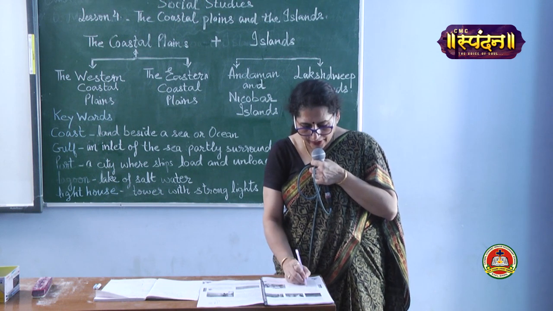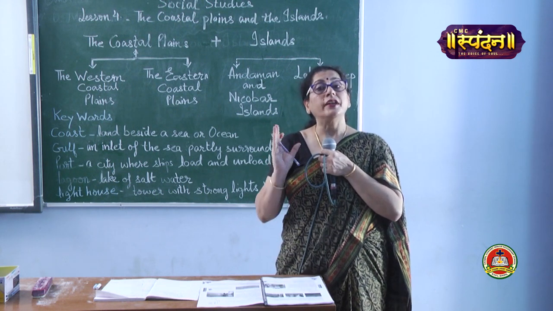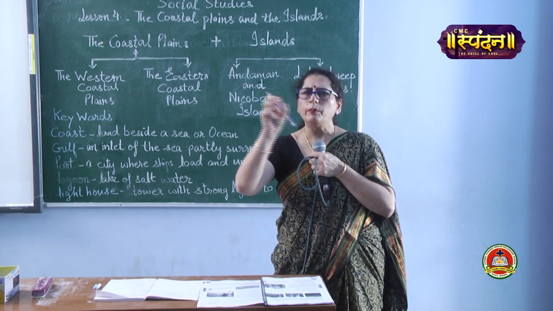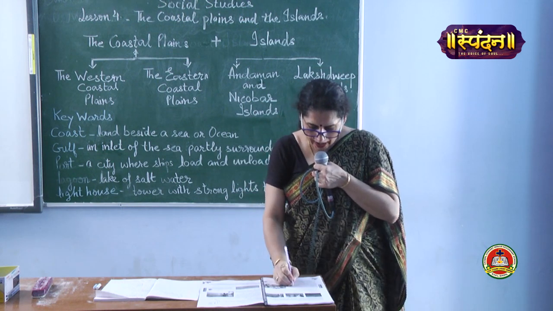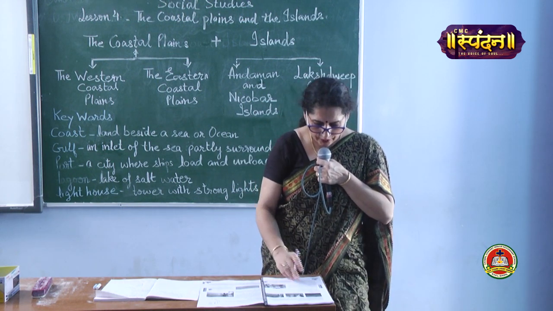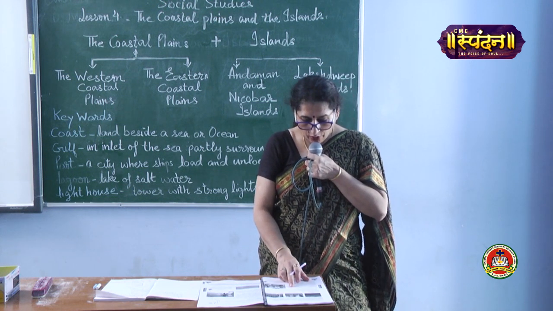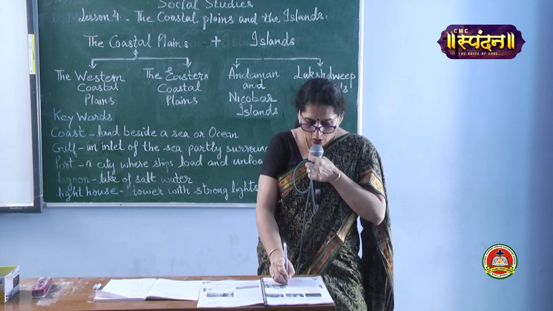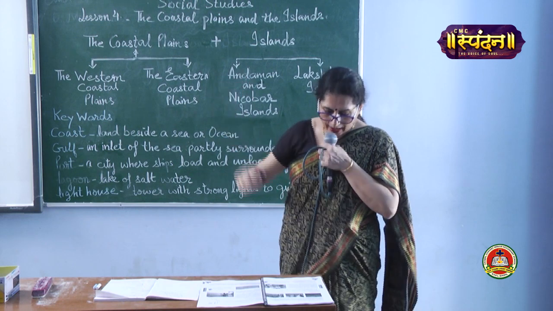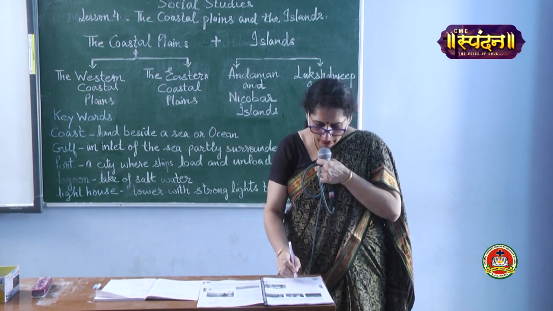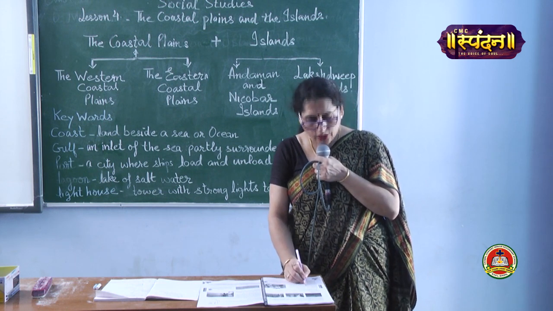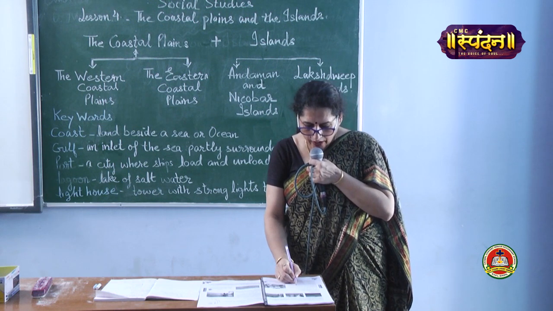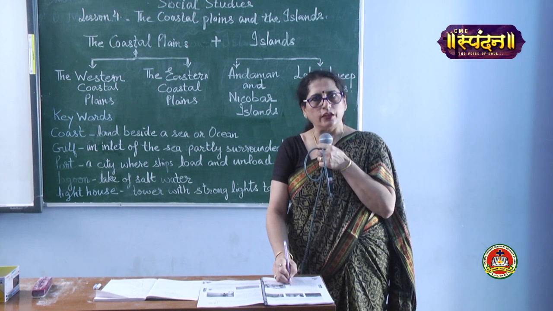The Andaman and Nicobar Islands are actually 500 islands. They are a group of 500 islands, small, big, all in a group. And they are divided into two groups. They cover an area of about 8,000 square kilometers. The northern group is called the Andaman Islands, and towards the south there is another group of islands called the Nicobar Islands. The Andaman and Nicobar Islands are a union territory of our country.